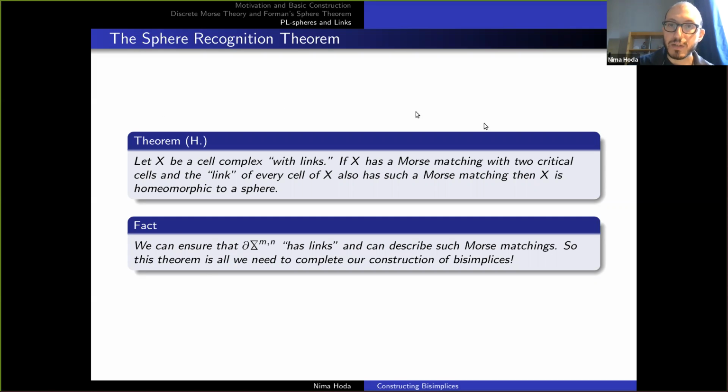So here's the main theorem that we're going to use and apply in our inductive step of the construction of bisimplices. Call it the sphere recognition theorem. Let X be a cell complex with "links". We'll define that soon. If X has a Morse matching with two critical cells, and the link of every cell of X also has such a Morse matching, then X is homeomorphic to a sphere.